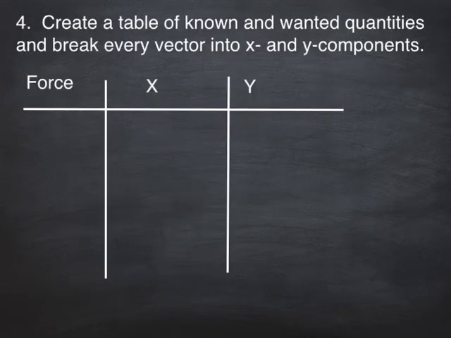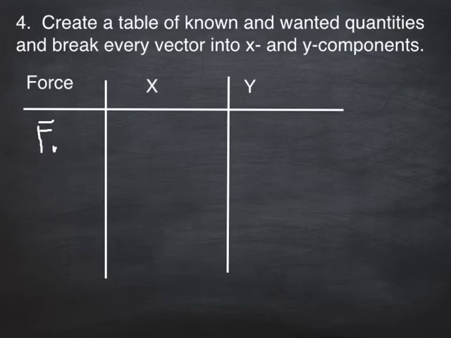We're working on step 4 of this solution method. It says create a table of known and wanted quantities and break every vector into x and y components. So I've set up a table. This one is really just for forces. And so every single force which is acting in the problem should be in this table. Every single force should also be in your free body diagram, and so that's a great reference for setting up this table. Alright, so the first force that comes to my mind is the normal force.